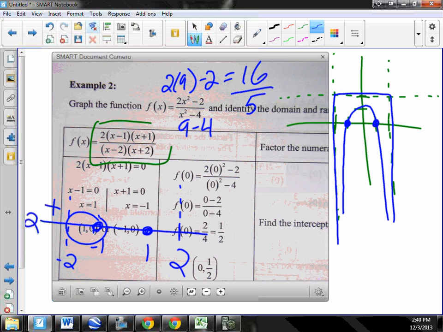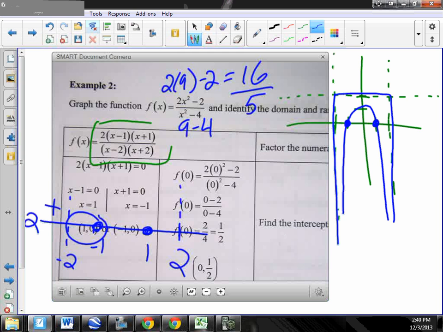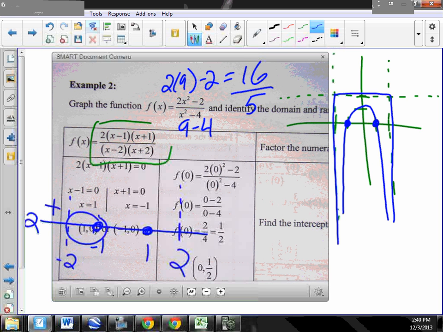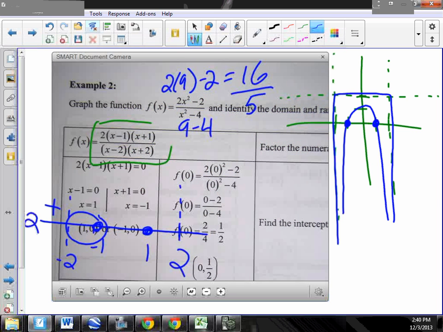So if I were to plug in 1.5, what would I get? I'd get a negative number, right? If I were to plug in 0, I would get a number between 0 and 2. And if I were to plug in like 1.5, then I would get a negative number. That is the only possibility there. There's no other way to draw that graph.